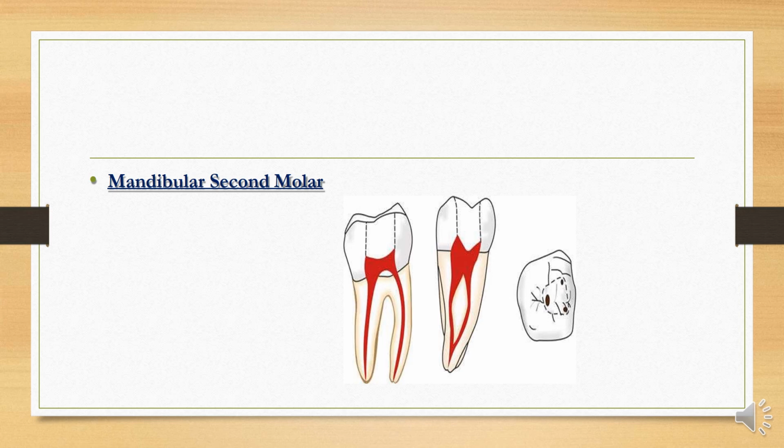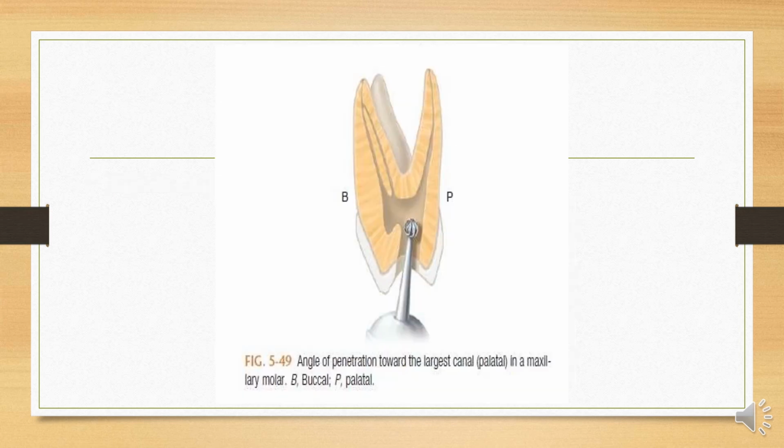Coming to the mandibular second molar, it will have two roots with three canals, or else there can be a single root with a C-shaped root canal system where the mesial and the distal canals meet to form a C shape. So this is how we do the access cavity to locate the canals.